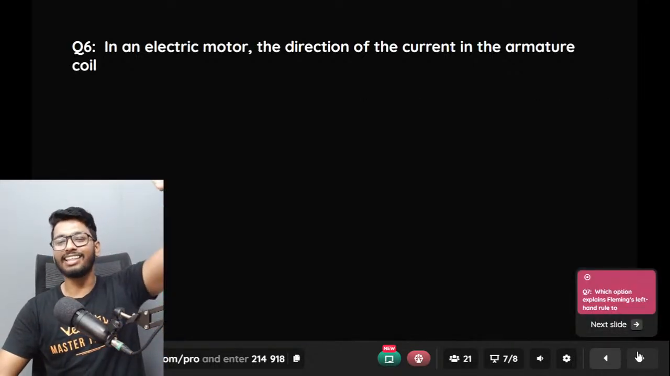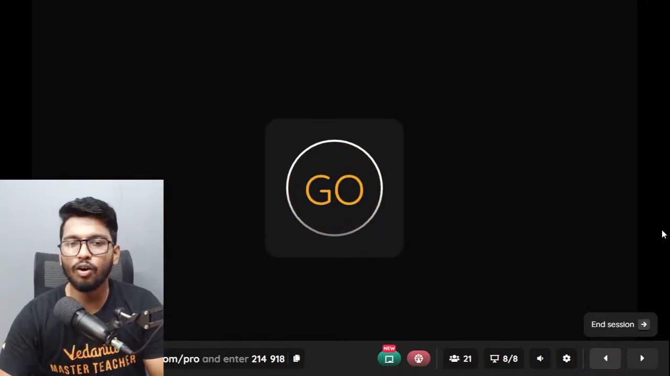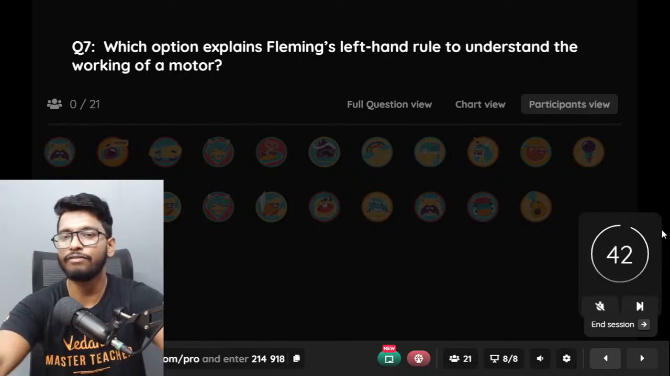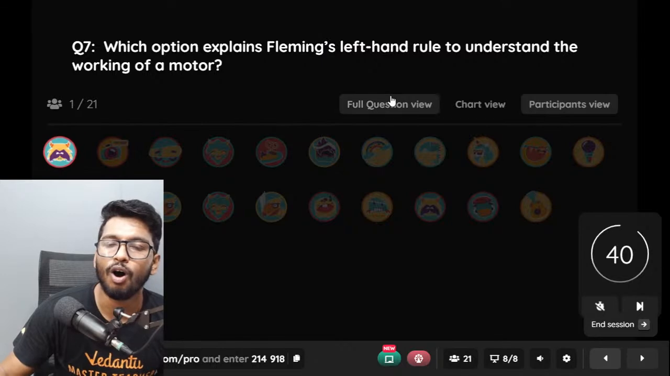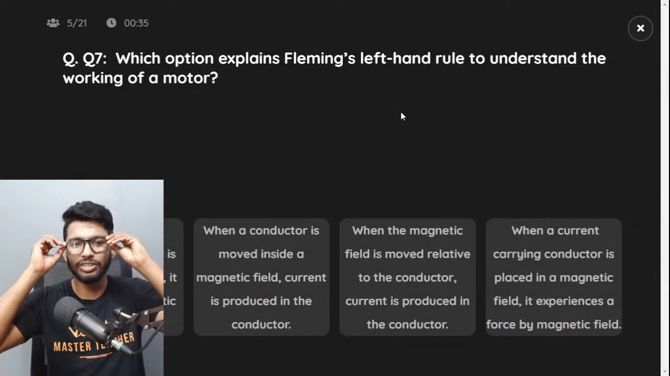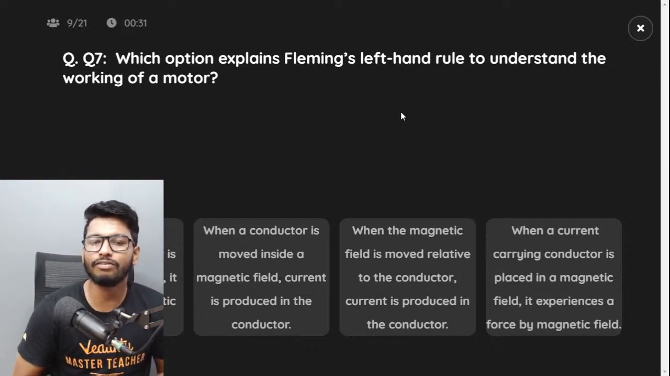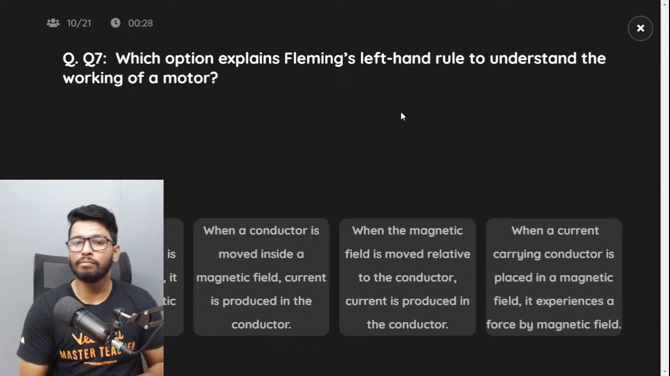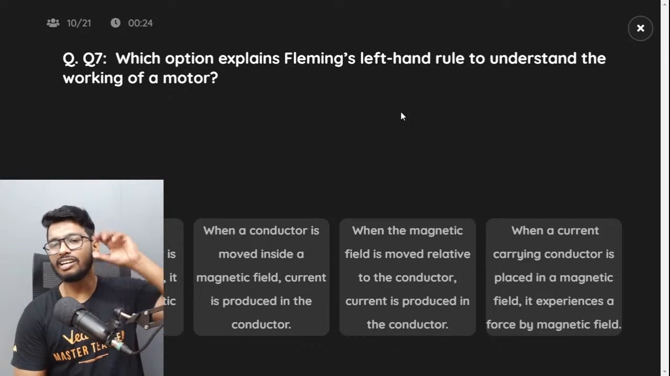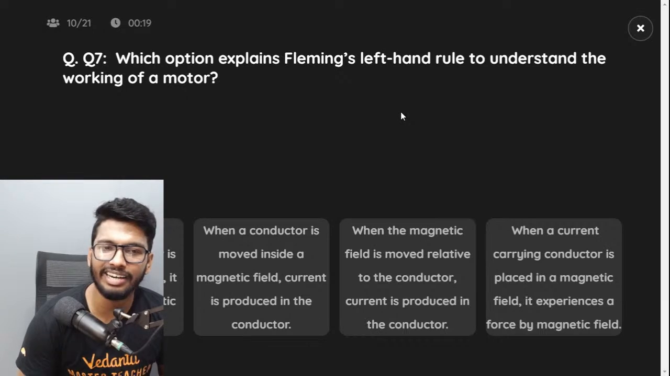All right, last and final question for today. We are done with yet another topic of magnetic effect of electric current. Which option explains Fleming's left-hand rule to understand the working of a motor? When a current carrying conductor is moved with a force, it creates a magnetic field. When a conductor is moved inside a magnetic field, current is produced in the conductor. When magnetic field is moved relative to the conductor, current is produced in the conductor. When a current carrying conductor is placed in a magnetic field, it experiences a force by the magnetic field.